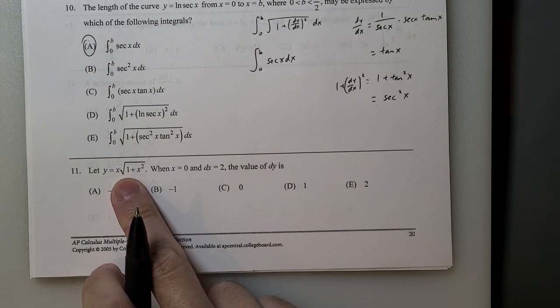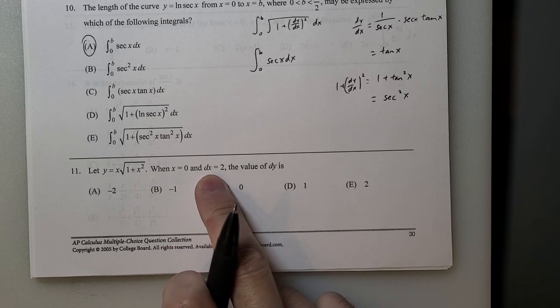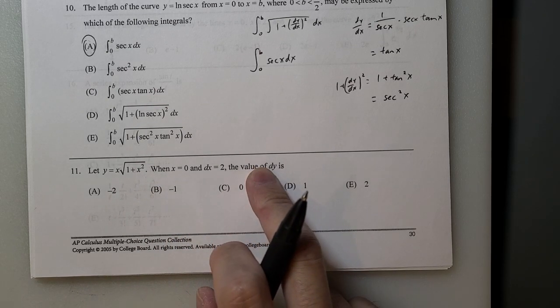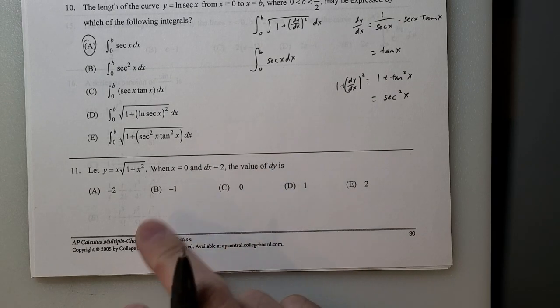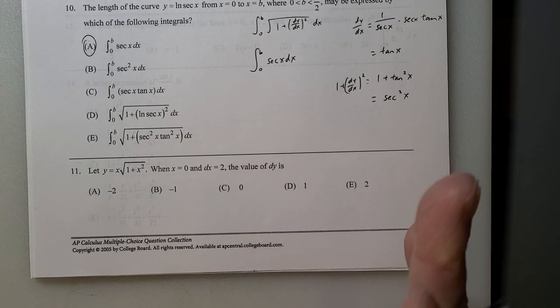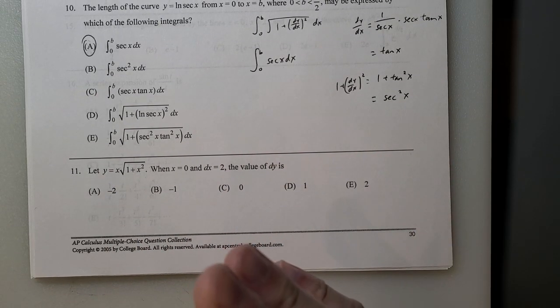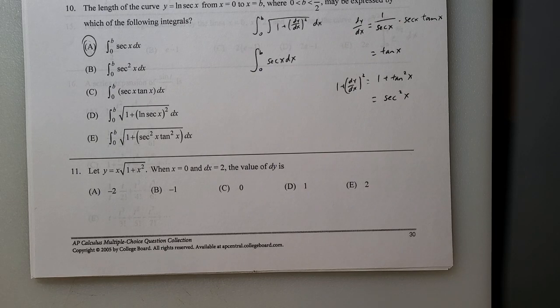Okay, this is talking about differentials. It looks like let y be this guy when x is 0 and dx is 2. The value of dy is what? Okay, so when it's like linear approximation, differentials, usually it means tangent line. So let's find the equation of the tangent line at x is 0.